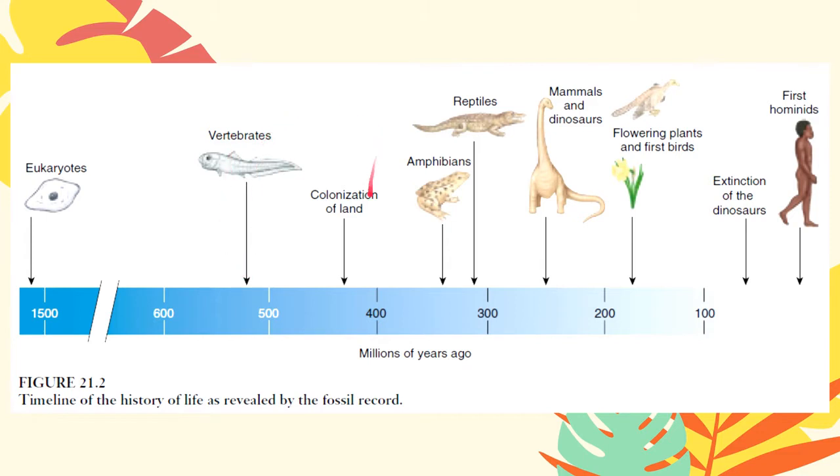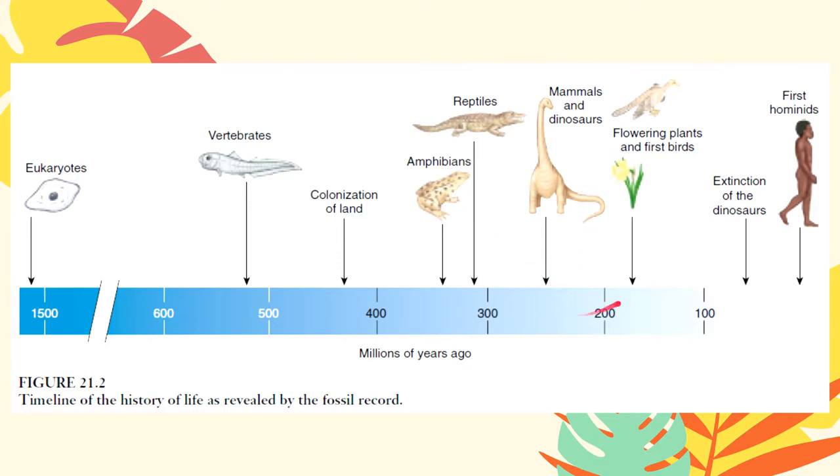Then around 400 million years ago, they were able to colonize land and adapt to dry land, wherein some of them evolved to give rise to the amphibians, though they are still highly dependent on water. But around 300 million years ago, some of those organisms evolved to become less dependent on water, so they were able to move a little farther away from the water, giving rise to the group of reptiles. Some of those reptiles evolved to become your dinosaurs, while others evolved to become mammals.